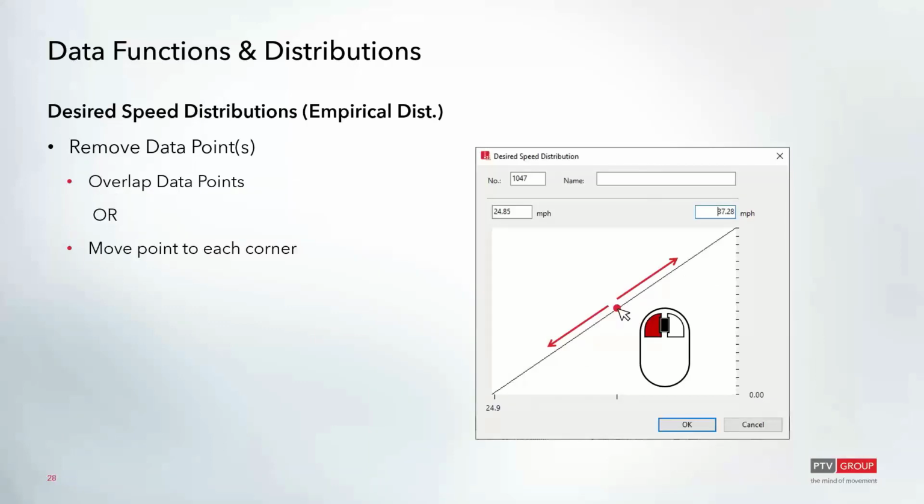And then if you want to remove any of these data points, you can just click on one of them and either drag it to another data point, and that will combine them and get rid of that extra one. Or you can also move them to either of the corners at the very edge, and that will also get rid of that extra data point for you too.